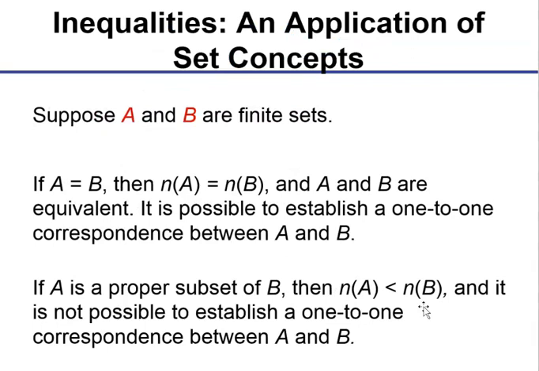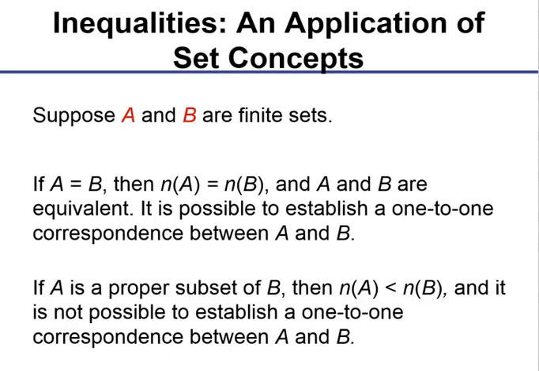Inequalities and applications of set concepts. So what we're going to talk about here, suppose A and B are finite sets. What does that mean? They don't go on and on forever. They're not infinite. So their cardinality, which remember is how many elements are in the set, is either 0 or a natural number. So if A equals B, then the number in A is equal to the number in B, or the cardinality of A is equal to the cardinality of B. And A and B are equivalent, because if the sets are equal, they are also equivalent.